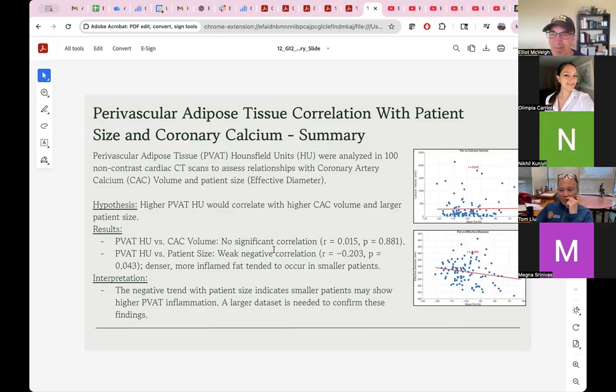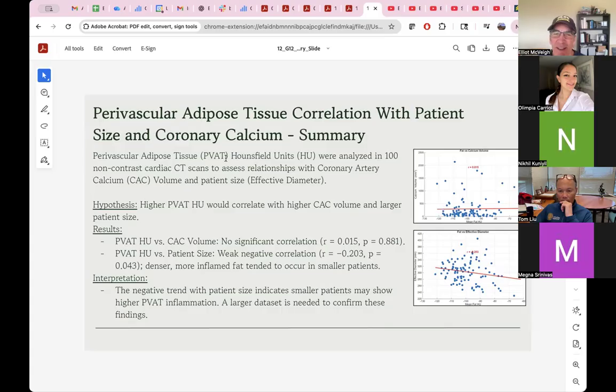And our results show no correlation between the mean Hounsfield units of the adipose tissue and the coronary calcium volume. And we did find a weak negative correlation between patient size and the perivascular fat Hounsfield units, which was surprising. And this suggests that actually smaller patients tend to have a more inflamed fat, which sort of went against our hypothesis.